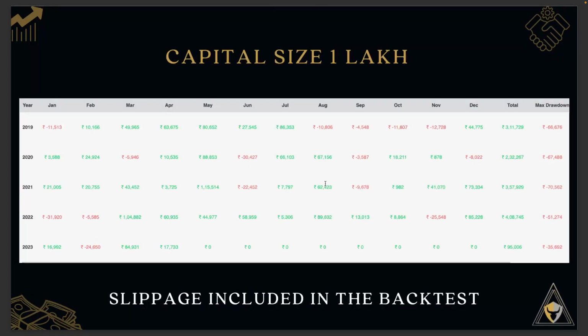So this is the backtest for a 1 lakh account. Last year, including slippage, we made a profit of 4 lakh 8,000 for the 1 lakh account, and for the current year we have already made 95,000, which is approximately 95% ROI in just 4 months, and we still have 8 months left.